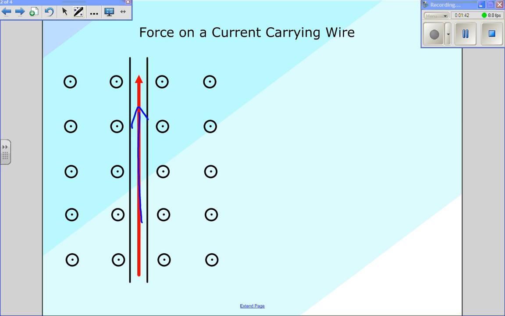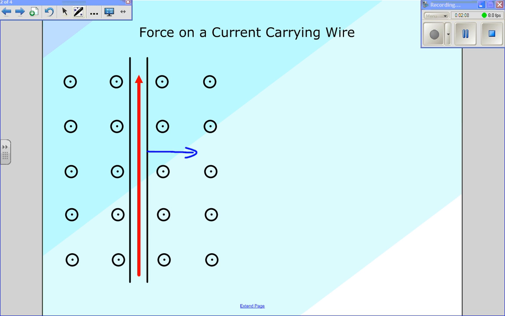So what we need to do is use our right hand rule number 1. So everybody follow along with me. Take your index finger of your right hand and point it straight up. Your middle finger, have it pointed out of the page or out of the screen at yourself. Your right thumb right now should be pointing directly to the right. So this current carrying wire is going to experience a force pointing to the right.